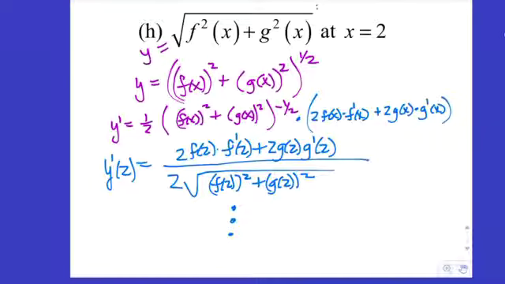Remember, parentheses are your best friends in this class. Better to have them and not need them than to need them and not have them. But it's ideal when you need them and you do have them.